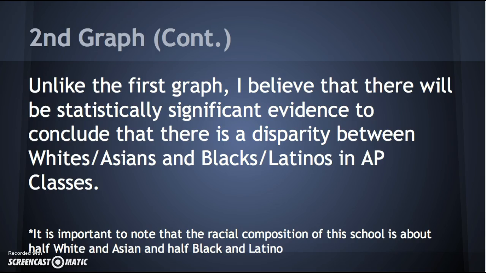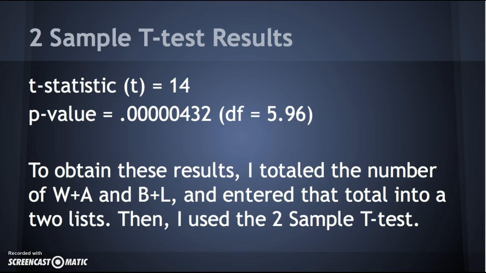Alright, we're like two-thirds done with this thing. Two sample t-test results, so the results from that graph and the claim that I posed as well. The t-statistic was huge, it was 14. The p-value was like 4.32 times 10 to the negative 6. Hopefully I did that right. And the degrees of freedom was 5.96. It's so exact because it was calculated from the calculator.